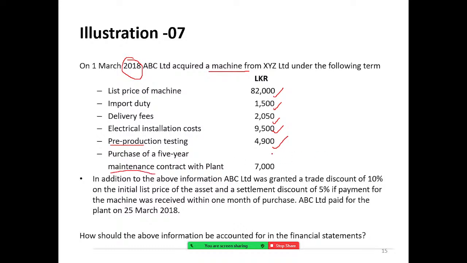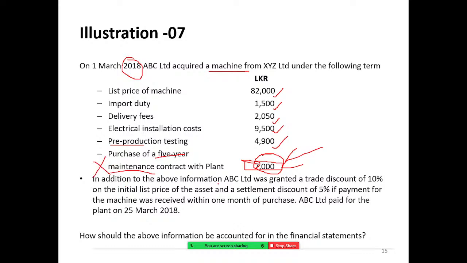So they have made a contract. The value of the contract is 7,000, and it's valid for 5 years. If there is any interruption in the machine, these parties will come and do the repair. So it's obvious that this is not a part of the cost, not an element of cost.